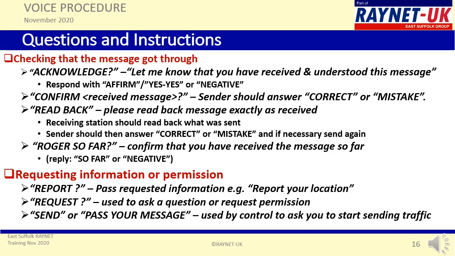Our receiving station may ask for confirmation by saying confirm, followed by the message they think they received. The sender should answer correct or mistake. You can also ask a station to read back the message that they have just received, in which case the recipient reads back the message exactly as heard. The sender should then answer correct or mistake, and if necessary, send it again.